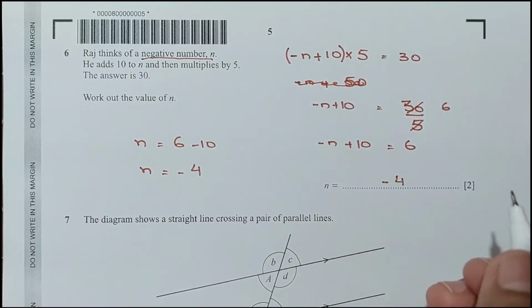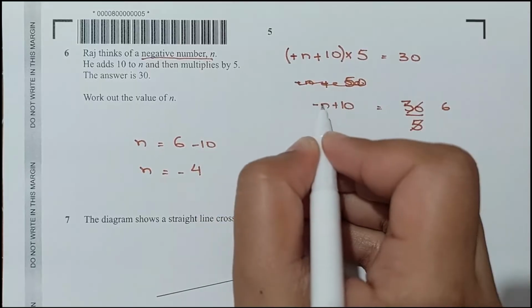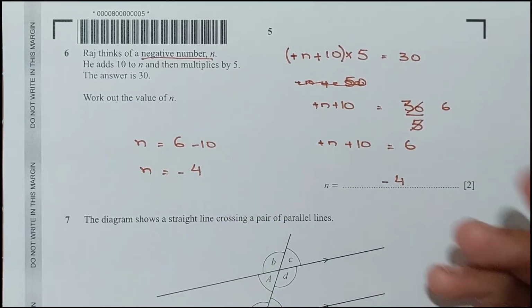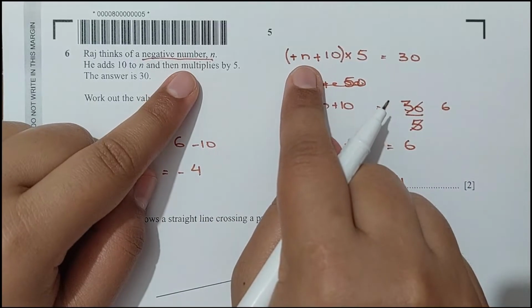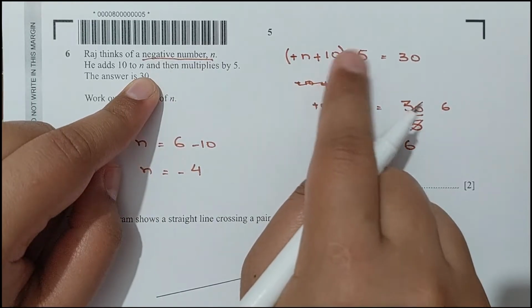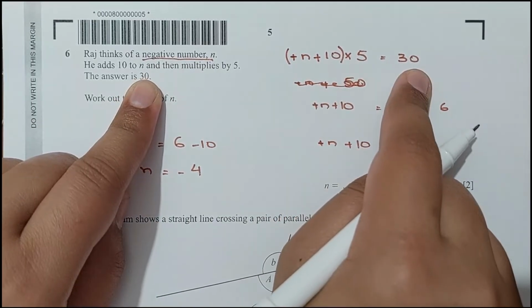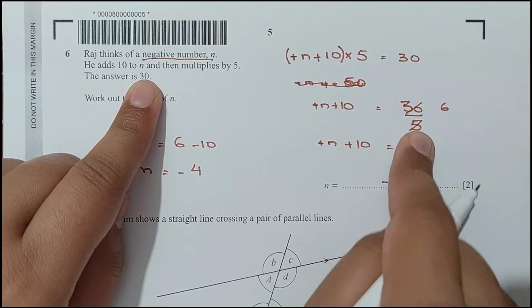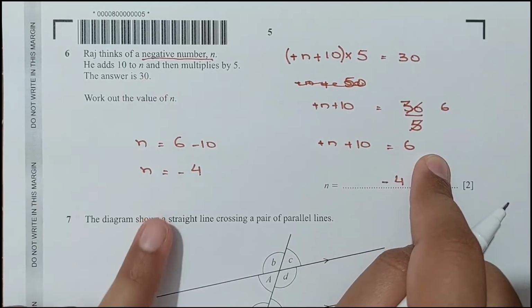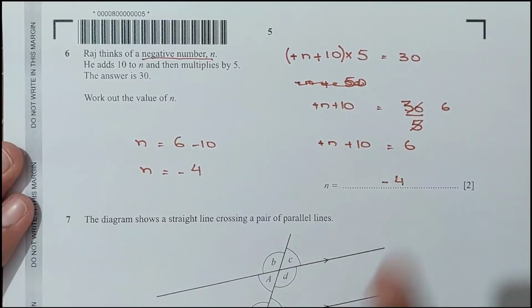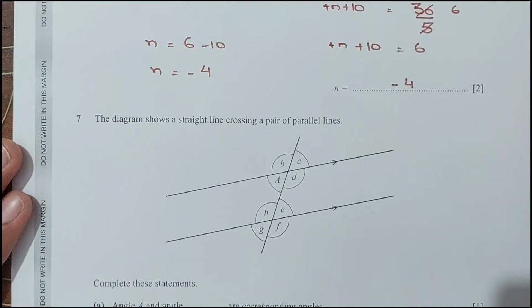So you can think of that number should be positive, right? Not negative, sorry. He thinks of a number n and he adds 10 to that number and then multiplies by 5 and the result is 30. So dividing by 5 makes 6 and then subtracting 10, you will get a negative number that is equal to negative 4.